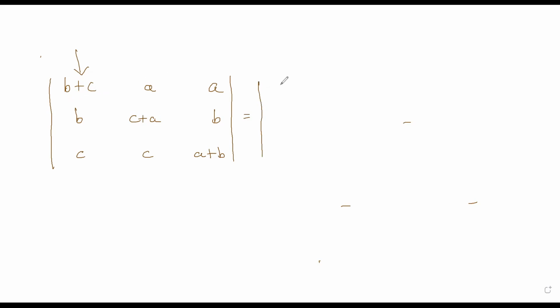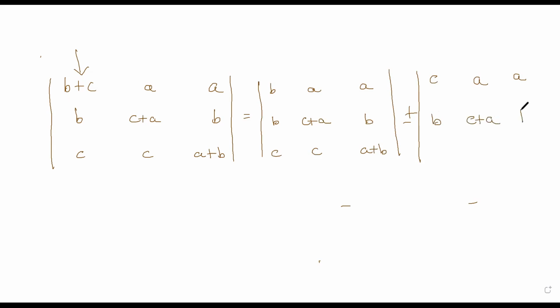So the B plus C is there. So I'll write B, A, B, C plus A, B, and C, C minus A plus B. This forms one determinant. Plus the second determinant happens to be C, A, A, and B, C plus A, B, and C, C minus A plus B. Rest of the things as it is you have to write. Only the first one. The rest of the things as it is you have to write.